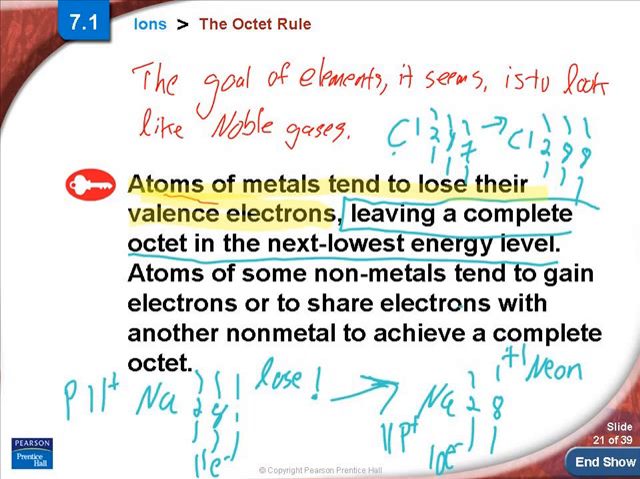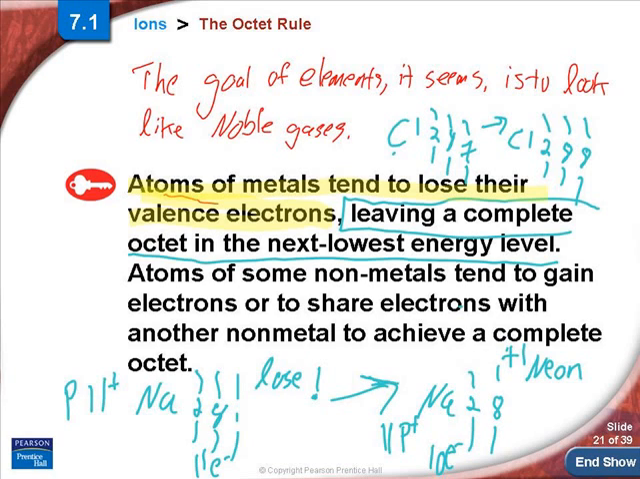Now, on the top here, the goal of elements, it seems, is to look like noble gases. So chlorine, up here on the top, has 2 in the first ring, 8 in the second ring, and 7 in the third. But if it would go chlorine 2, 8, 8, then it would look like argon. That's what chlorine wants to do. It wants to change its electron configuration to look like argon. On the bottom here, sodium is 2, 8, and 1. What noble gas is 2 and 8? That's neon. So if sodium would lose the 1 electron, then it would look like neon, and it would be more stable.